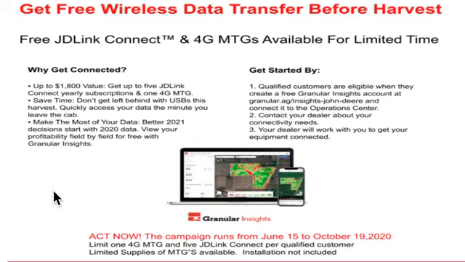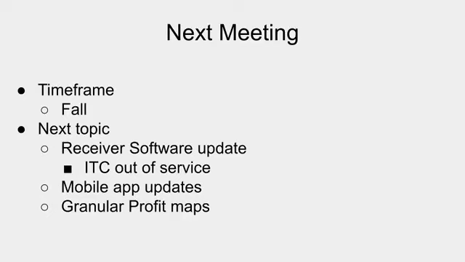With that being said, we're going to try to do more of these. We're going to try to set one up for late fall. The next topics we're going to discuss are the receiver software update that's out now. Some of you may have heard that there's a mandatory software update coming out. It's scaring some people. Don't be alarmed. You do not need to worry about it through fall harvest. We'll discuss that in detail on the next event and how to handle it. It's not a problem. For those of you that have old ITC receivers, we're going to talk about their end of life and why that's happening and how to address it.